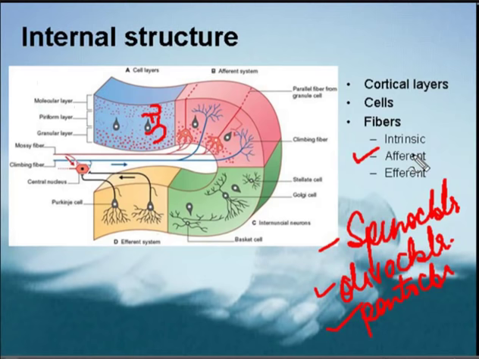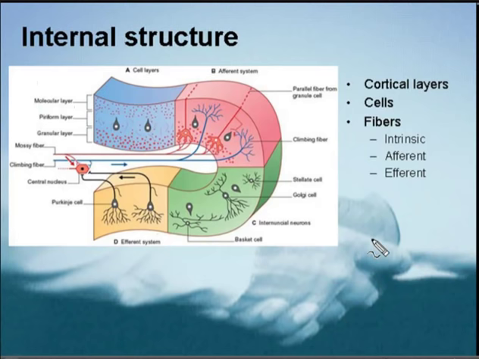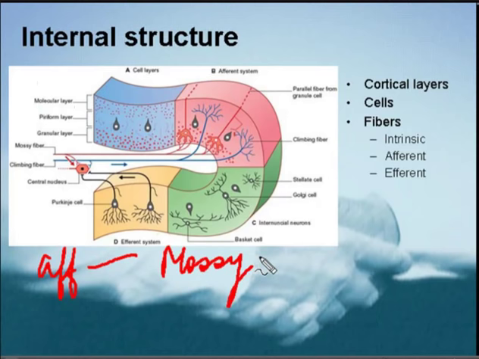And these afferent fibers are of two types. One are known as mossy fibers, and all cerebellar afferents, that means all fibers entering the cerebellum from different sources, except from the inferior olivary nucleus of the medulla, all of those are known as mossy fibers. The second type is known as climbing fibers, and these are from that inferior olivary nucleus in the medulla.